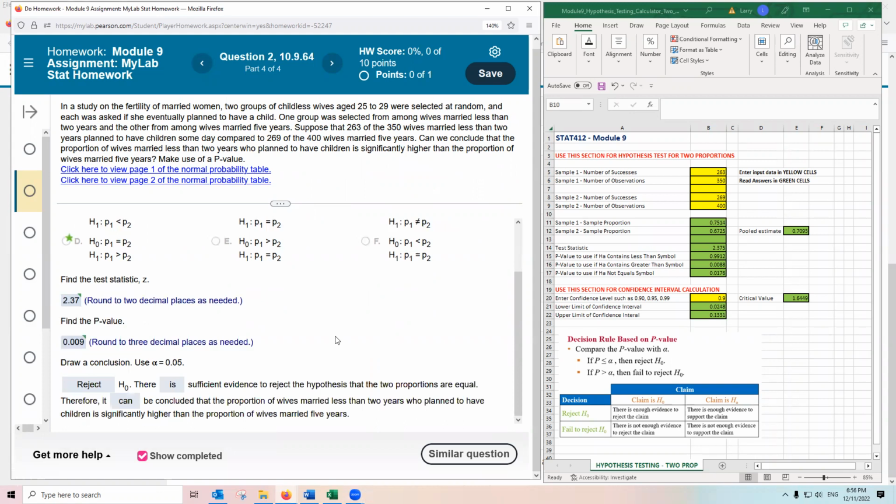All right, we need to know what is our decision. Well, for this example, our p-value was 0.009. Again, they didn't give us a value for alpha here, so we're going to assume 0.05. Well, this p-value is less than alpha. If the p-value is less than alpha, our decision is going to be reject the null. And if we reject the null, there is enough evidence to reject this hypothesis. So reject the null. There is sufficient evidence to reject the hypothesis.